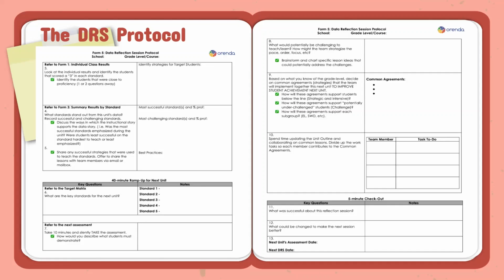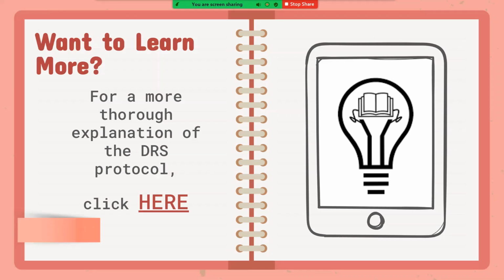List the names of each team member and assign to-do tasks that the team will complete. At the very end, make sure you provide admin with your feedback in the 5-minute checkout portion of the DRS form. This was a very basic overview of the DRS protocol. If you would like more detailed instruction on specific steps, please click the link on this slide, which will take you to the Arenda slideshow presentation with detailed instructions for this process.